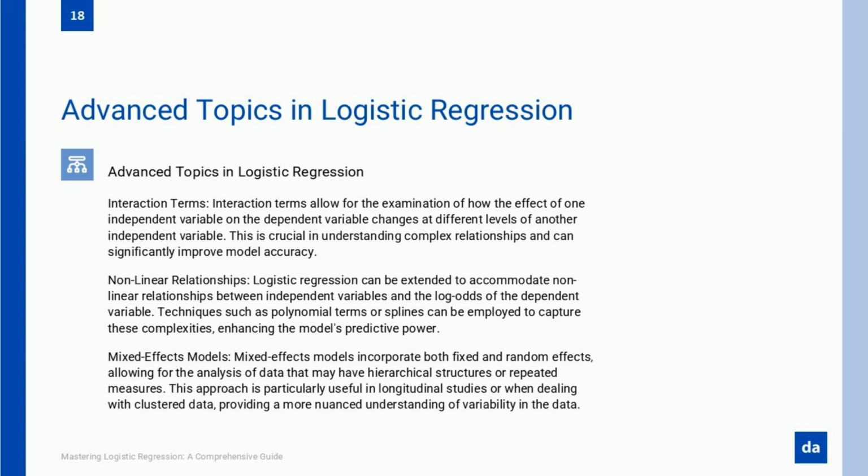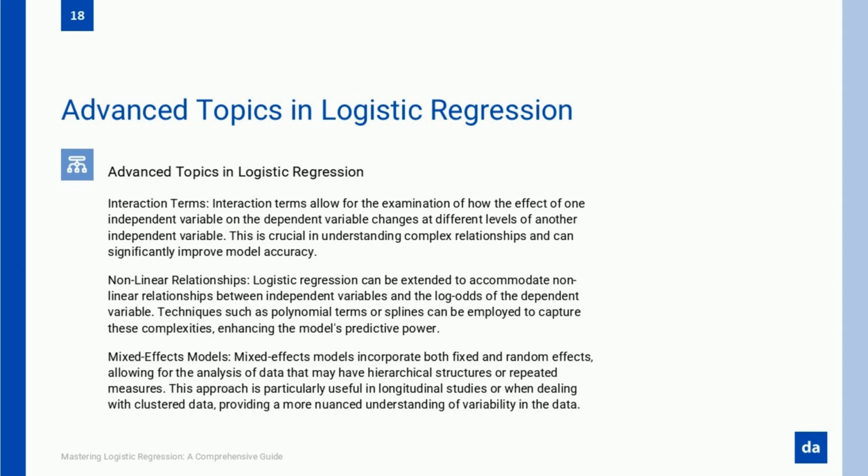First up, interaction terms. In traditional logistic regression, we assume each independent variable affects the outcome individually. But what if two variables work together to influence the result? For example, imagine we're predicting customer churn, and we find that low income increases the risk, and poor customer support increases the risk. But when both happen together, the effect is far worse. That's an interaction effect. And by adding interaction terms to our model, we can capture these hidden relationships.